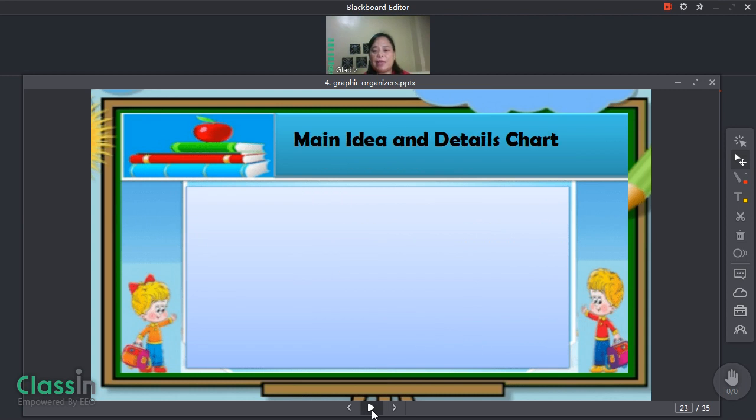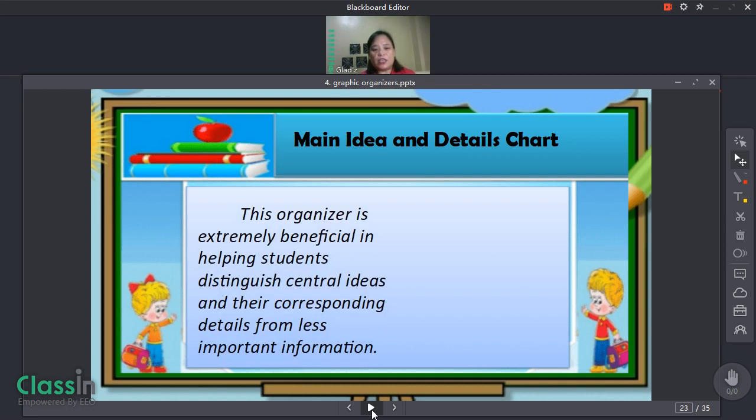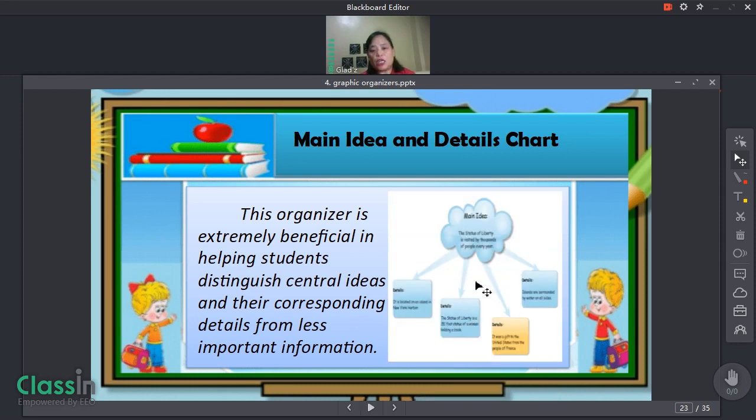Next, we have the main idea and details chart. A main idea and details chart is an organizer extremely beneficial in helping students distinguish central ideas and their corresponding details from less important information. So it looks like this. We have here the main idea, and its branches tell us the less important information of the main idea.